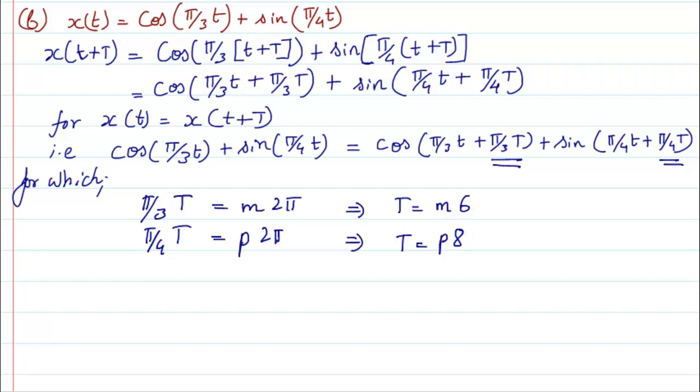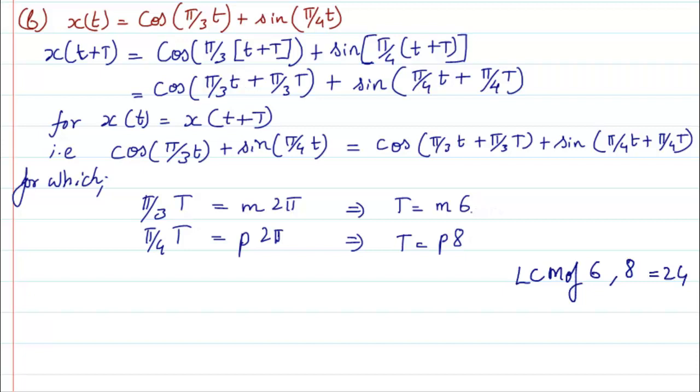So what is the value of T such that it is the same for both the cos as well as the sine? That is the question. And for that we have to take the LCM of 6 and 8. If I take the LCM of 6 and 8, I will get 24.